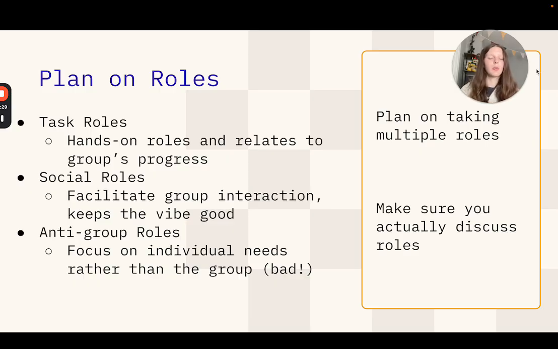Plan on taking multiple roles. You won't just have researcher or vibe person. Plan on taking multiple roles because more often than not, you will be taking multiple roles. And then make sure you actually discuss the roles. Think about what you need out of the group. Think about who can do what best and actually talk about it as a group and assign. Come to a conclusion.